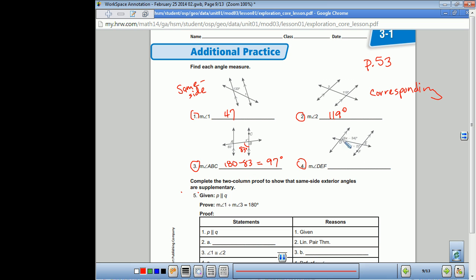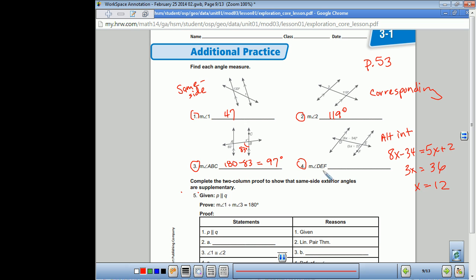Okay, special angle relationship here between this angle that's marked with 8x minus 34 and this angle that's marked 5x plus 2. What is the special relationship? Alternate interior. Good. And are alternate interior congruent or supplementary? Congruent. So we can set 8x minus 34 equal to 5x plus 2. So 3x equals 36. So my answer is 12.